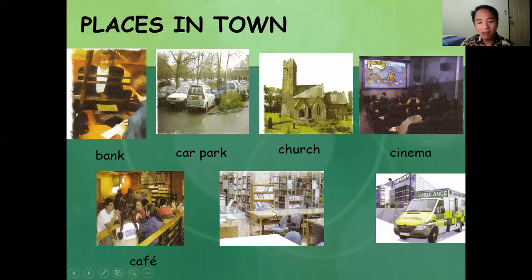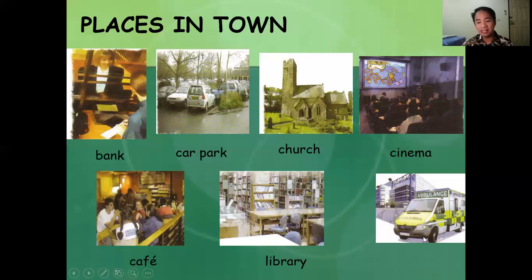How about this one? The next photo, what is this? Oh, you can find here a lot of books. So this is what you call a, correct, it is a library. It is a library wherein you can find a lot of books for your research. If you want to borrow books to study, you can go to the library.